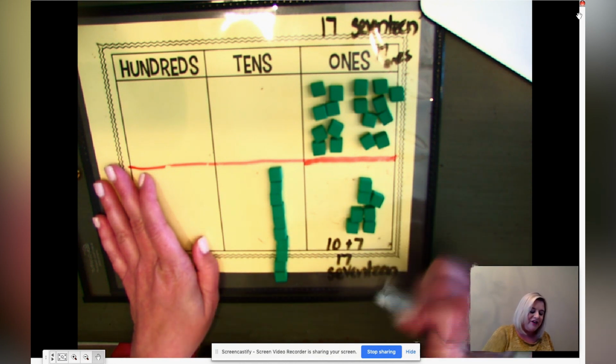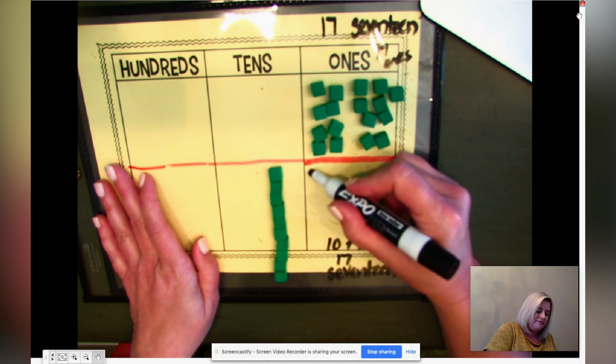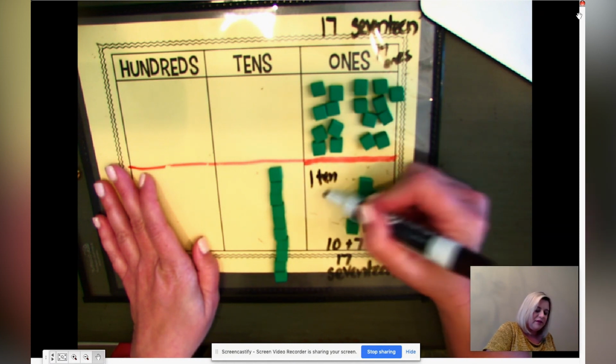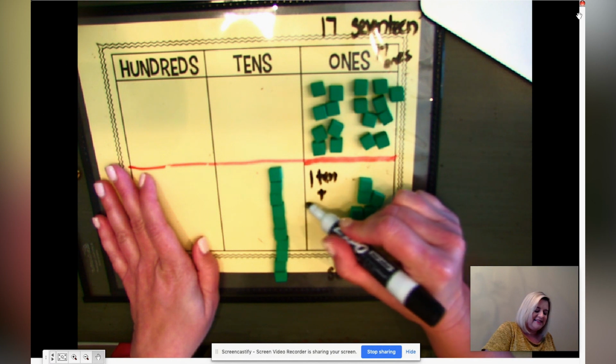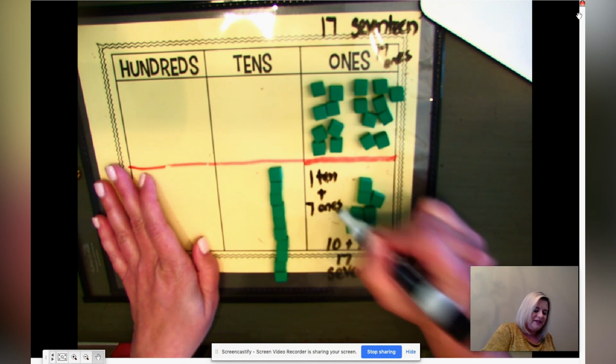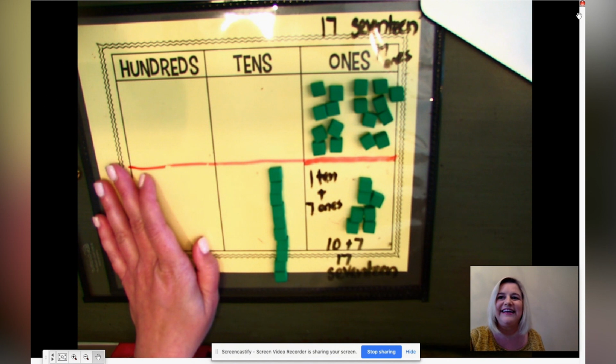Awesome. I could have said 1 10 plus 7 ones. Good job and great thinking.